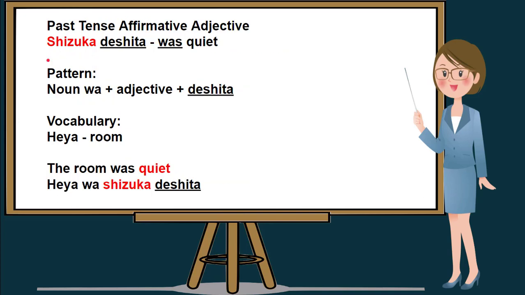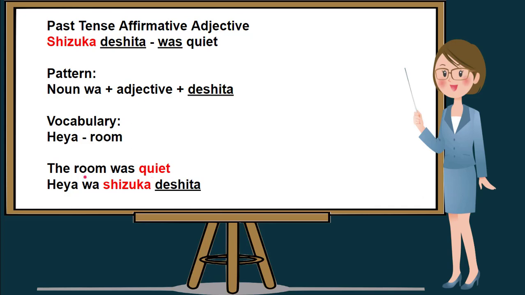Another example is the use of past tense affirmative adjective. This time, we did not use na, but we use deshita, which means was, and quiet, which is Shizuka. Following our pattern, noun wa plus adjective plus deshita, we will also be using heya, which means room. The room was quiet. Take note of our pattern.